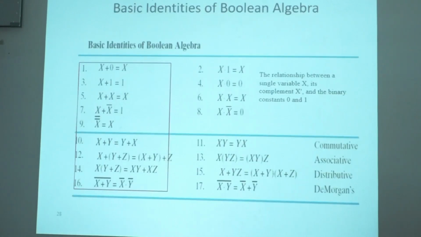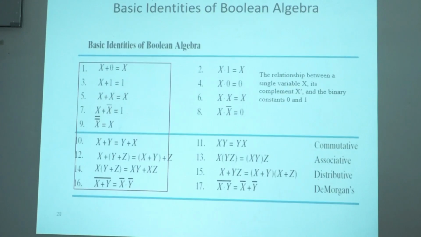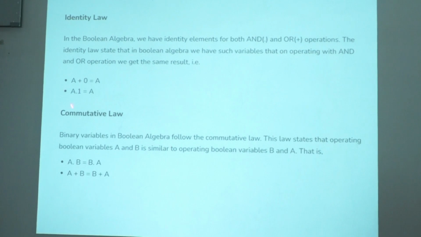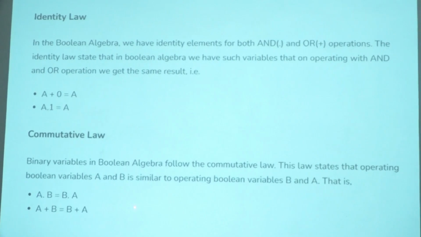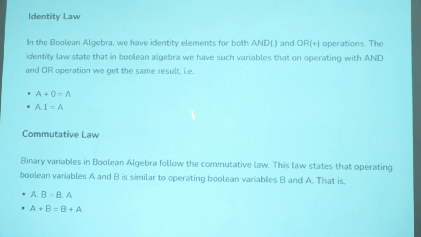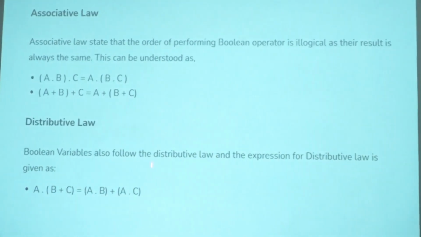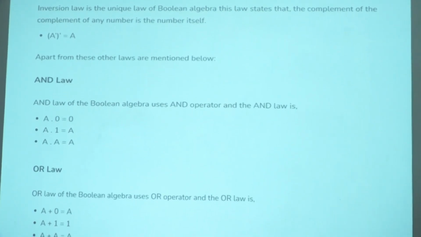So the second half of the table is put as the basic laws of Boolean algebra. The first half we call identities, and the second one we call laws of Boolean algebra. Now the identity law you can apply, and this is the commutative law explained in detail. We can have both AND and OR operations for each and every law. We have the associative law, distributive law, and inversion law.